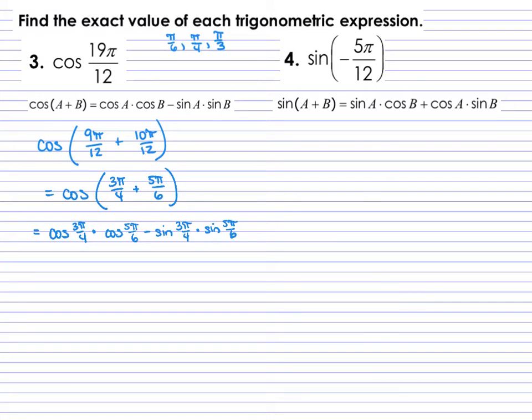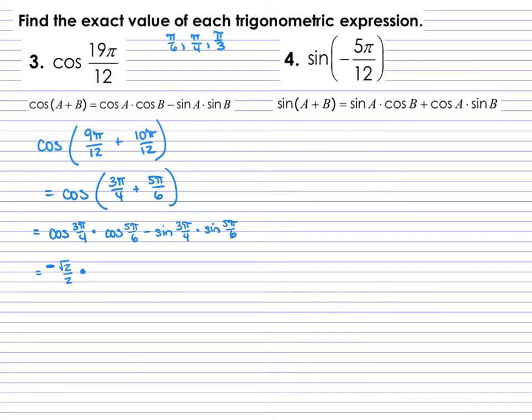Okay, so the cosine of 3 pi over 4, again, thinking about that unit circle, I'm in quadrant 2. I know that my number is going to be the square root of 2 over 2 because all of the over 4s are square root of 2 over 2. But because it's to the left of the x-axis, my x value is going to be negative. So the cosine of 3 pi over 4 is negative square root of 2 over 2.